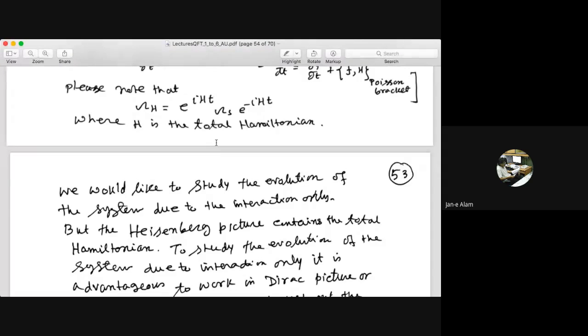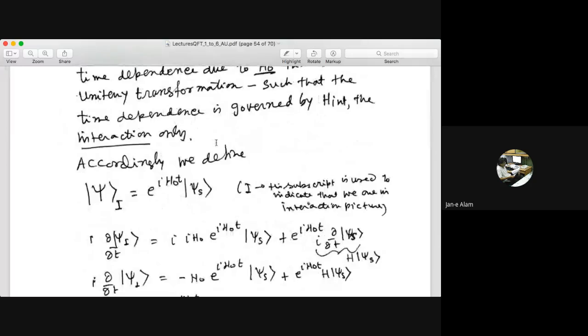So when it starts from the source and when it gets detected at the detector, at these two extreme points, they are eigenstates of the free Hamiltonian H naught. But during the interaction time, it is bringing some information which helps me to understand the physics of the process. That is why, through the unitary transformation, we have washed out the evolution due to the operator H naught.